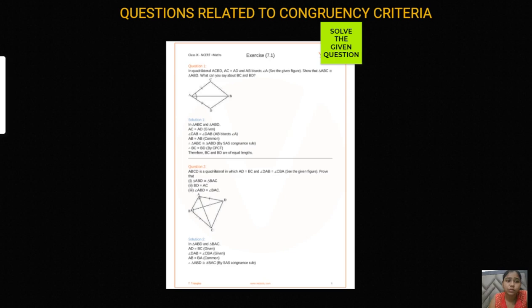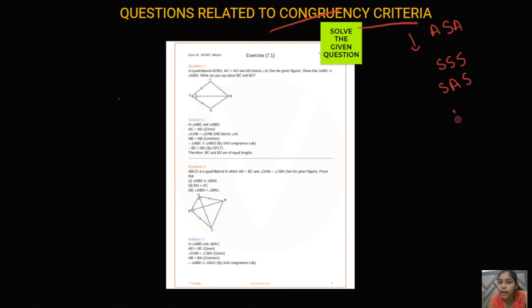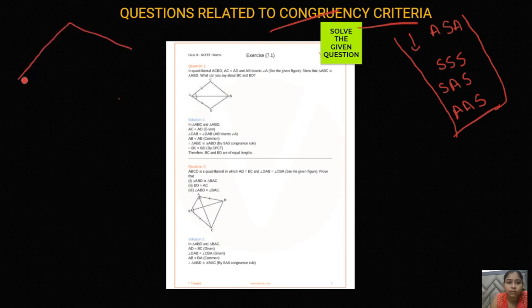Our first question depends upon the congruency criteria. What we have studied is the ASA congruency rule, SSS congruency rule, SAS congruency rule, and AAA congruency rule. These are the congruency rules that we have studied, and we have to apply them in this particular question. Although the questions are solved, we should try to solve them ourselves. This is a particular quadrilateral. Let's draw this quadrilateral to make it clearer to you people.